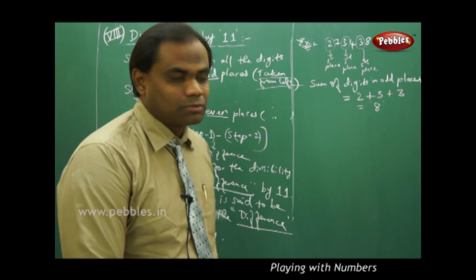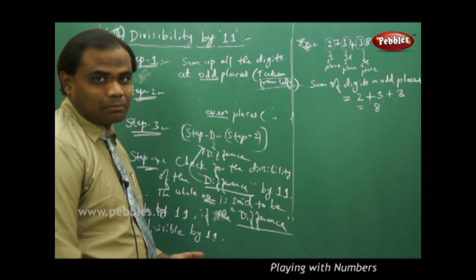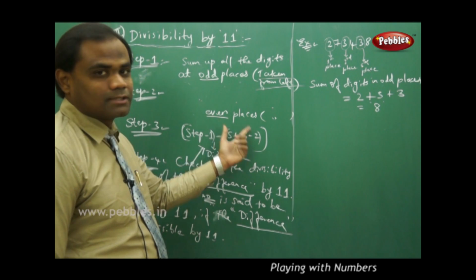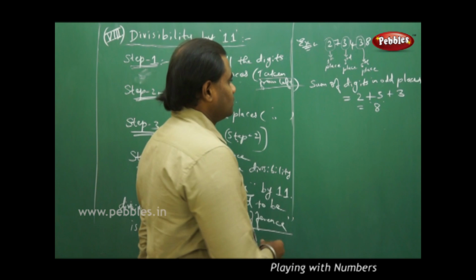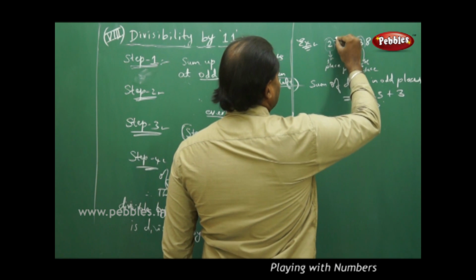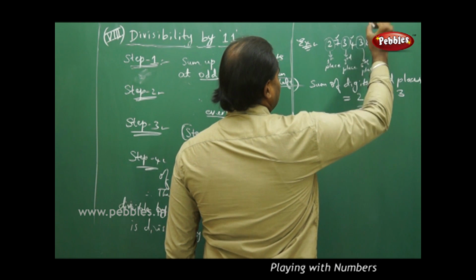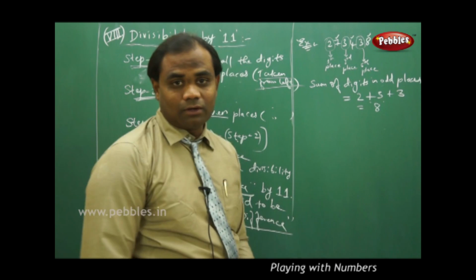So when I go with step 2, my step 2 says that I'm going to sum up all the digits at even places, also taken from left, proceeding from left to right. So I pick all the digits in the even places, which are the second place, fourth place, and sixth place of the given number.